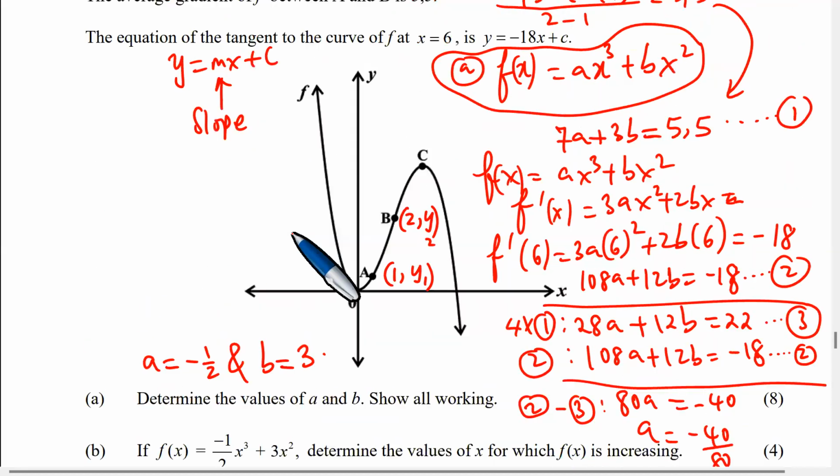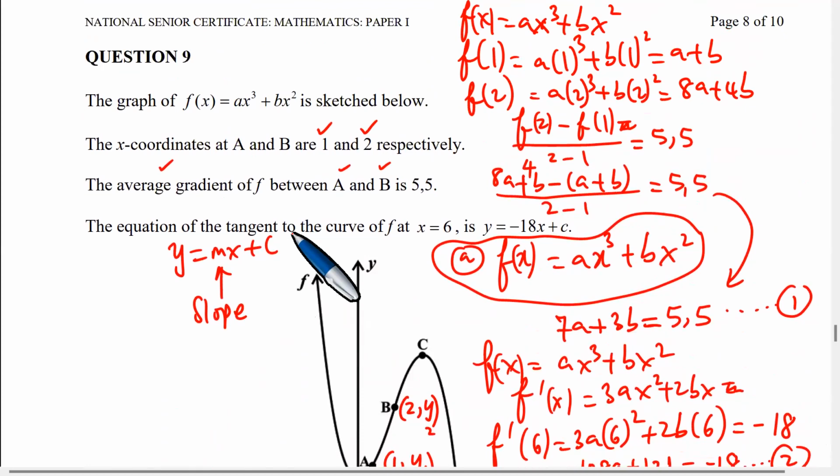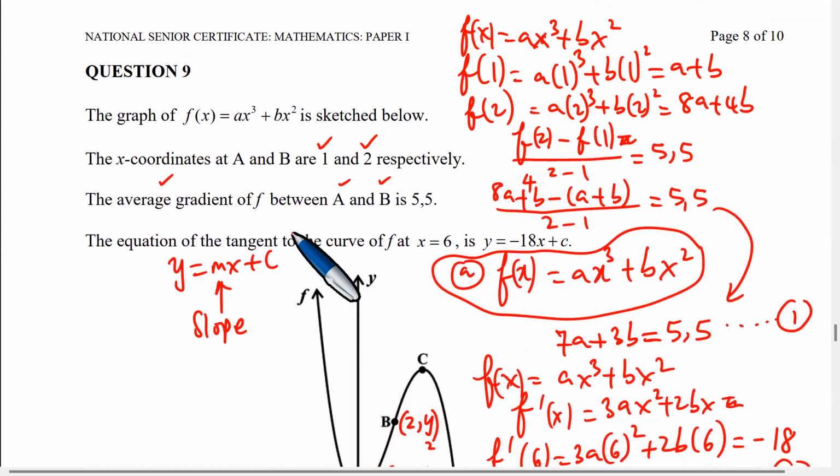How did we go about finding numerical values of a and b? What was the question in this exam paper? Okay, we are going to be using a multilateral approach.